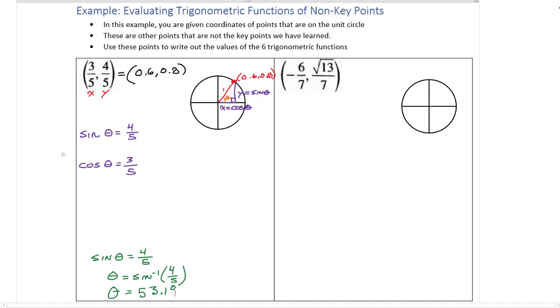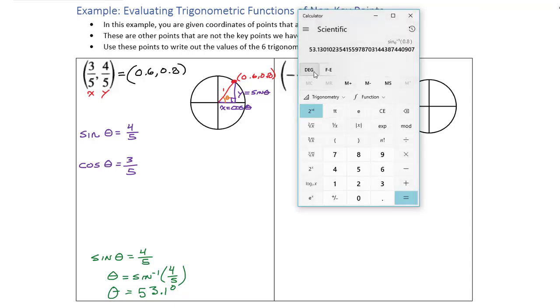We could also find out the length that we've traveled around the outside. Now, to do that, let's clear it out here. I'd have to switch from degrees to radians. And let's do the same thing. 0.8 is the y-coordinate.